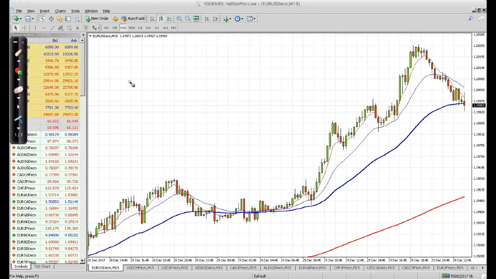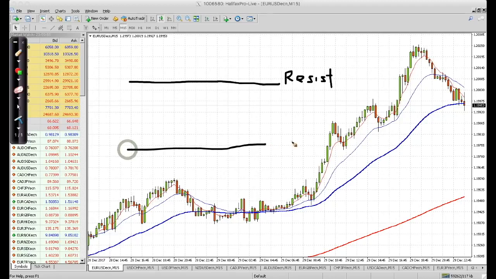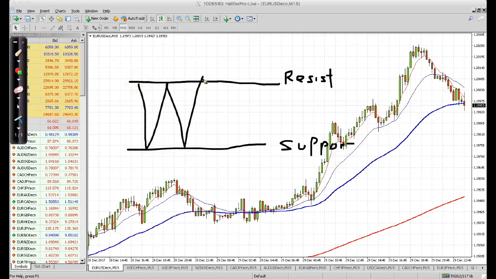Okay, so a lot of people think that resistance is a line like that. That's resistance, right? And support is, again, another line like that, support. And they think that prices move within these two lines like a brick wall, right? Goes down, hits the wall, goes up, hits the wall, comes down. Yeah, only in theory. In reality, this rarely ever happens, okay?